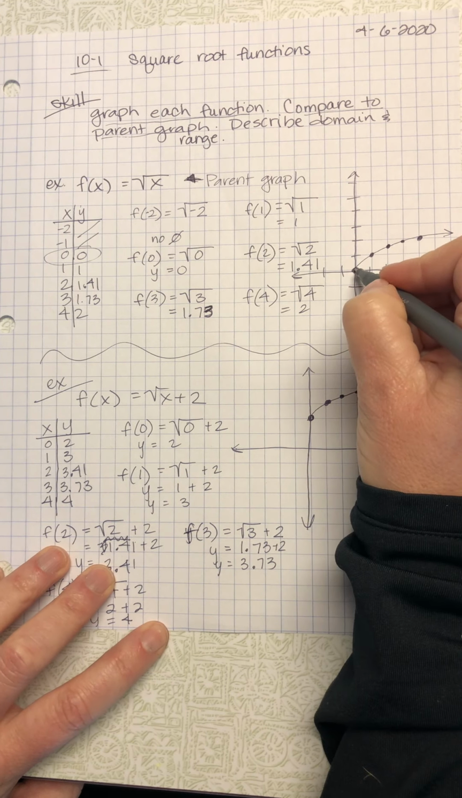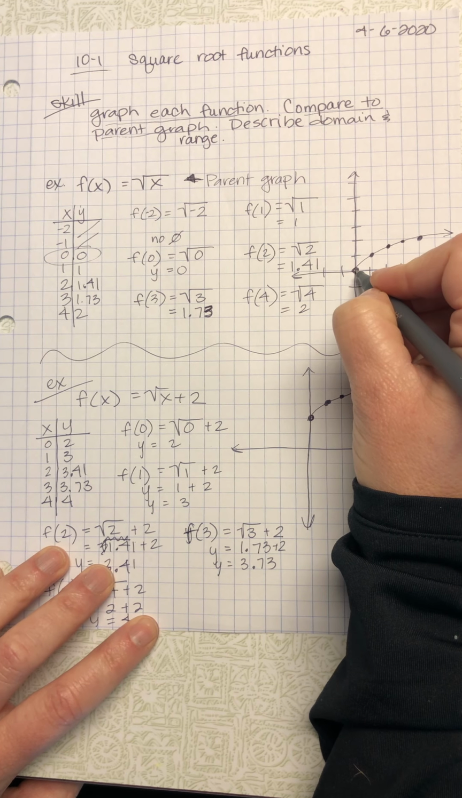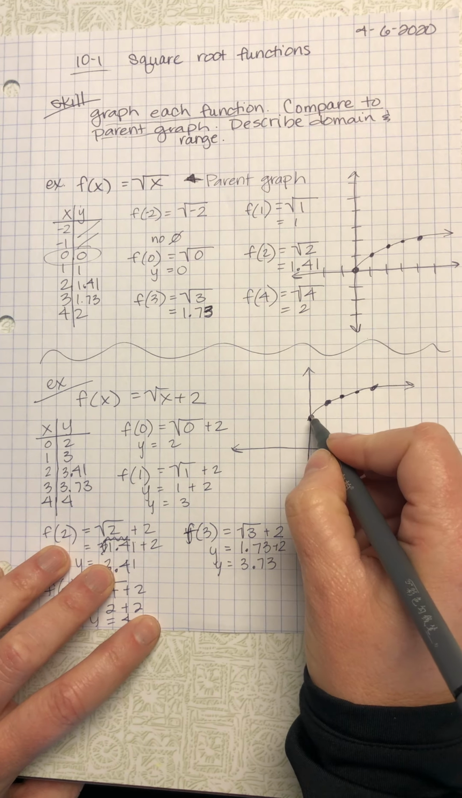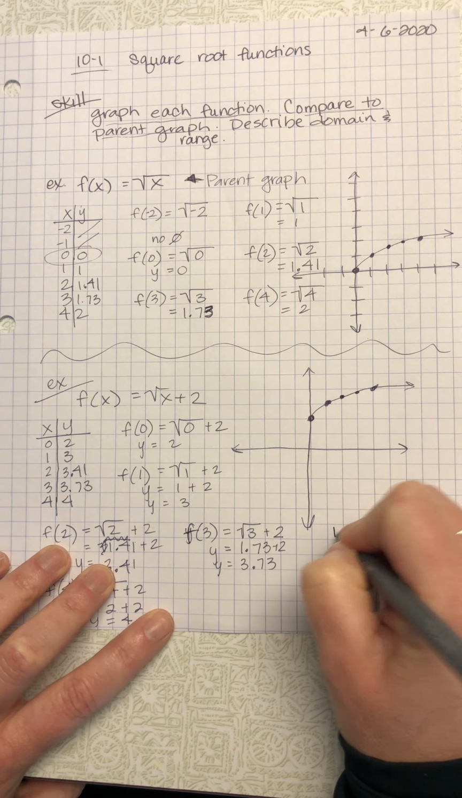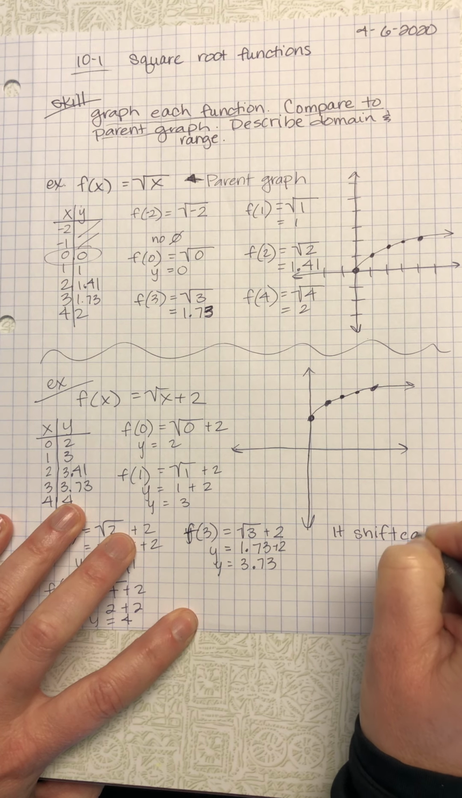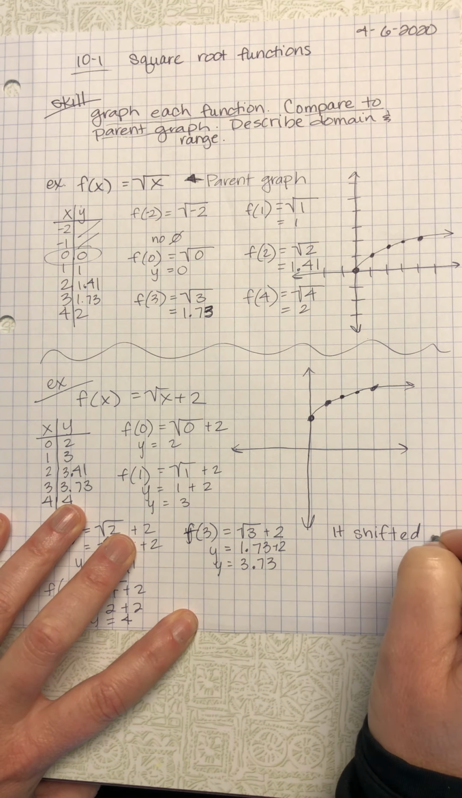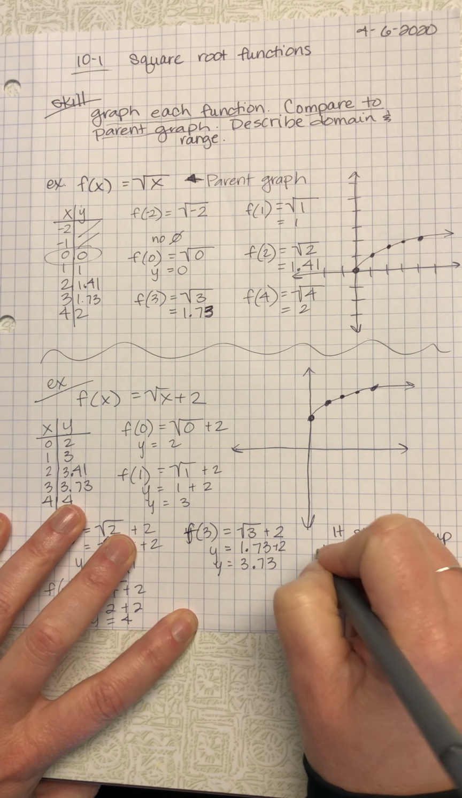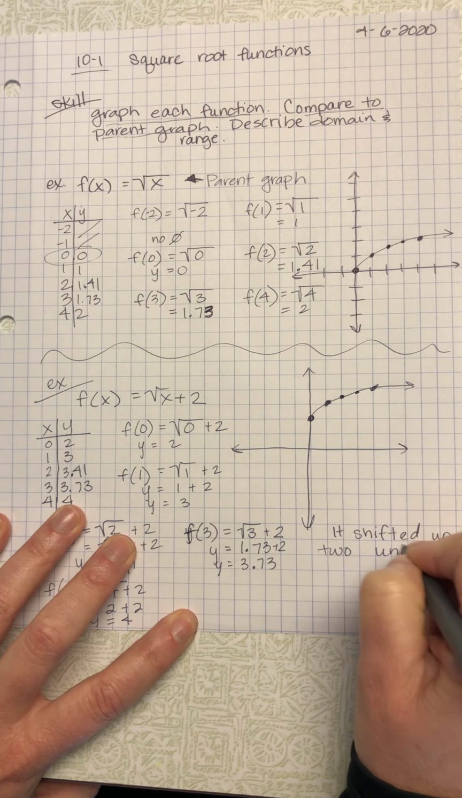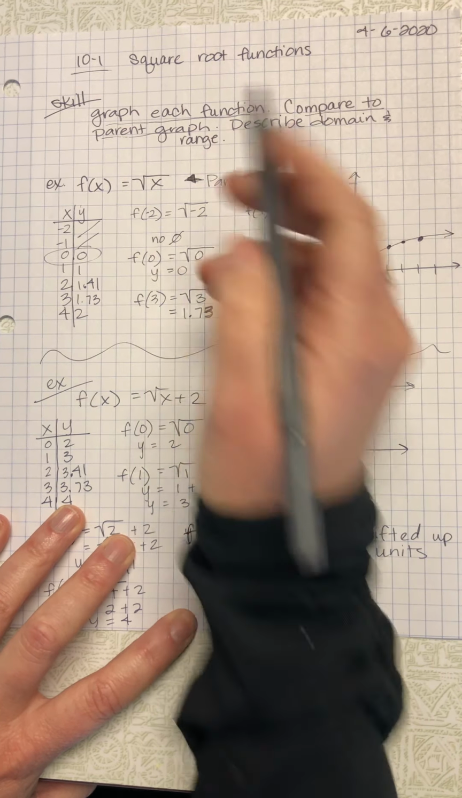The easiest way to check is to check where we started. Here we started at the origin, here we started up 2. So we'll simply state that: shifted up 2 units.